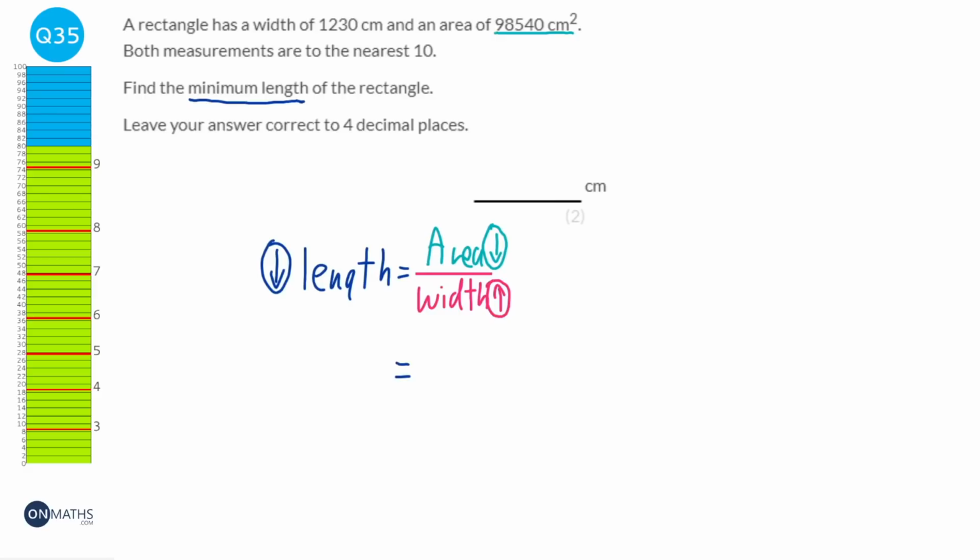So we're going to find the lower bound of the area. And an easy way to find a lower bound is find the accuracy. Well, it says the accuracy is to the nearest 10. And what we're going to do is halve that. So half of 10 is 5. And then we're going to take it away from the area. So it's 98,540, take away 5, which will be 98,535.